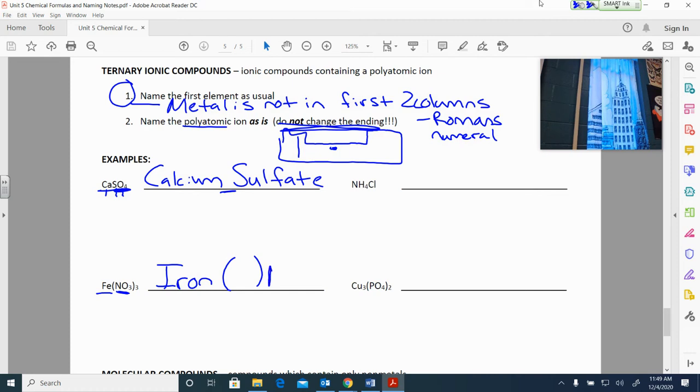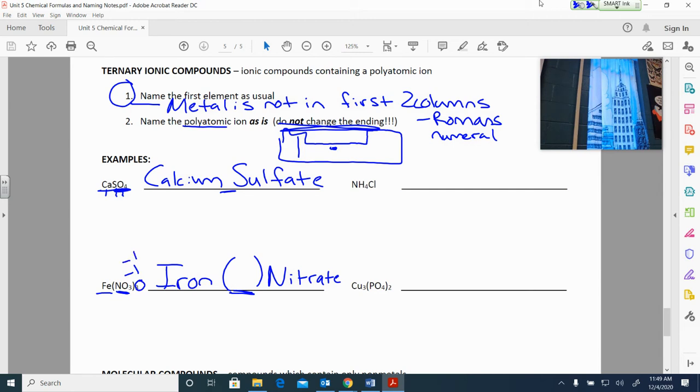So that's what I'm going to write down. NO3 is called nitrate. Now, remember yesterday, we had to figure out the charge. I don't know iron's charge. That's the point of this. I don't know what it is, so I'm going to have to find it. Nitrate is a -1 charge, but there's 3 of them.